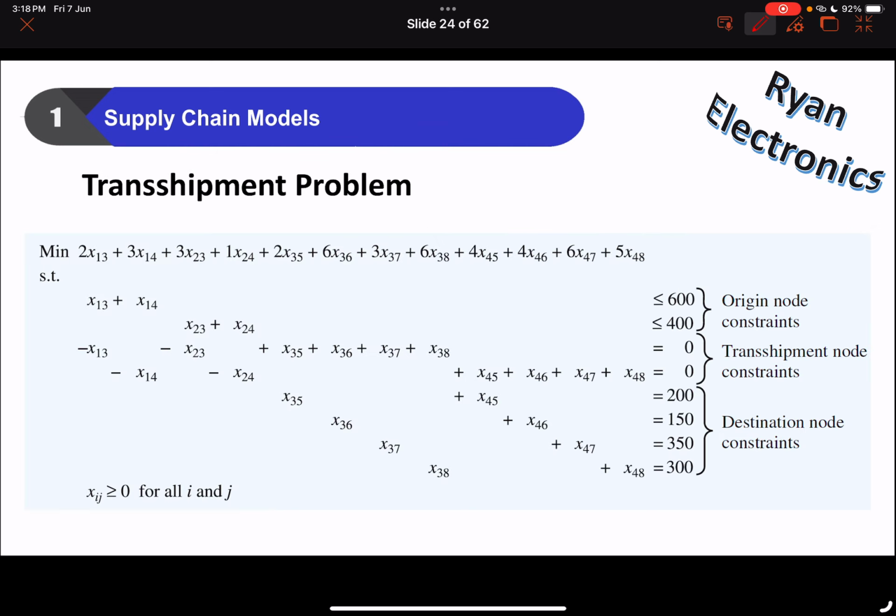So we have our origin nodes. Take note, less than or equal to inequality. Our transshipment node equals 0. We have our in shipment and then we have our out shipment. And then we have our destination equal to the number of units demanded. And then remember our non-negativity: xij must be greater than or equal to 0 for all values of i and j.